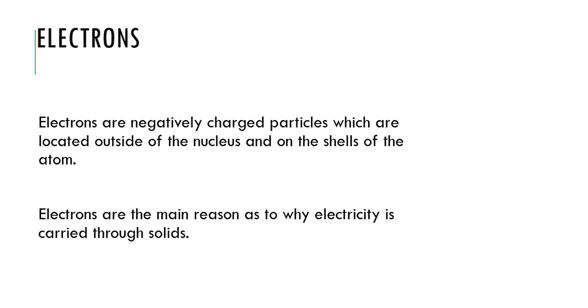So onto electrons. Electrons are negatively charged particles located outside of the nucleus, on the shells of the atom. With an atom you have a nucleus, and then shells outside of the nucleus which orbit around it, and on those shells are the electrons. With every different element, such as helium, iron or carbon, you'll have different amounts of electrons on the different shells. I think the outermost shell is called the valence shell. Electrons are the main reason electricity is carried through solids.